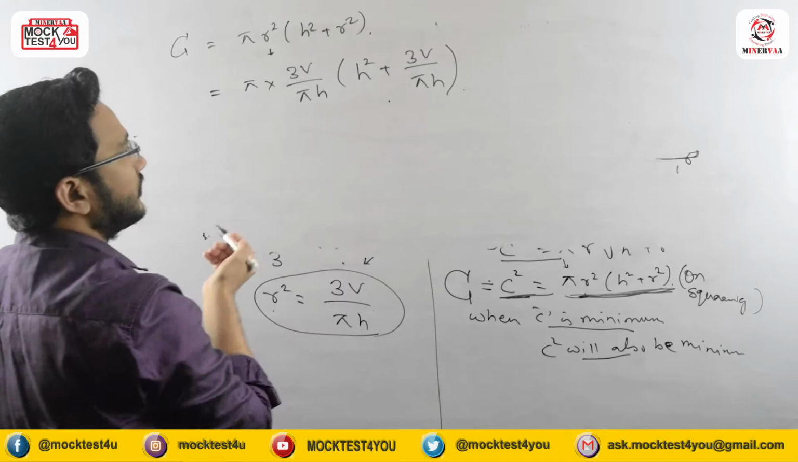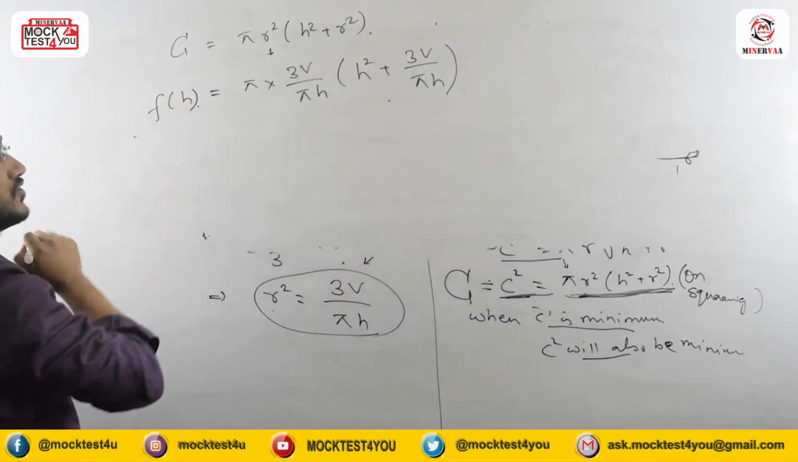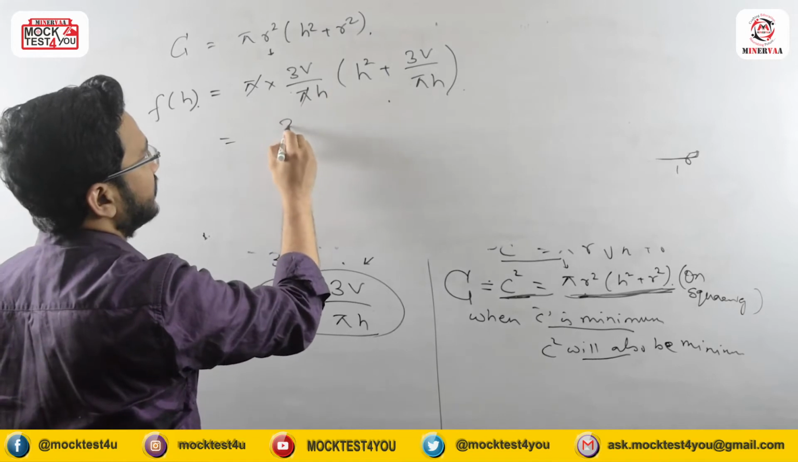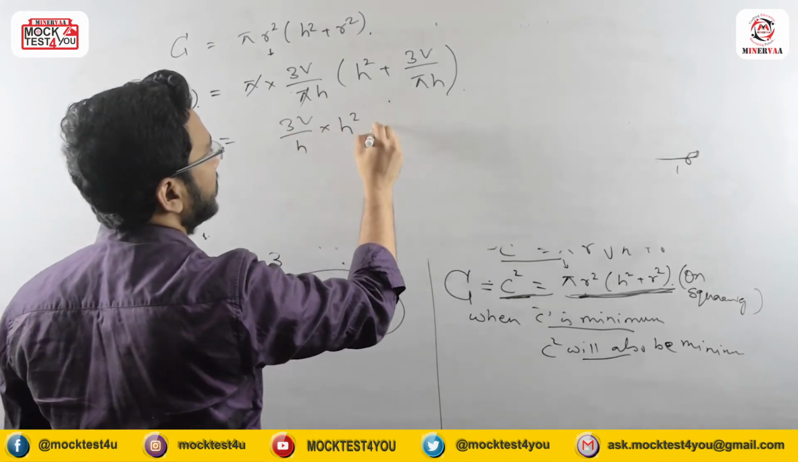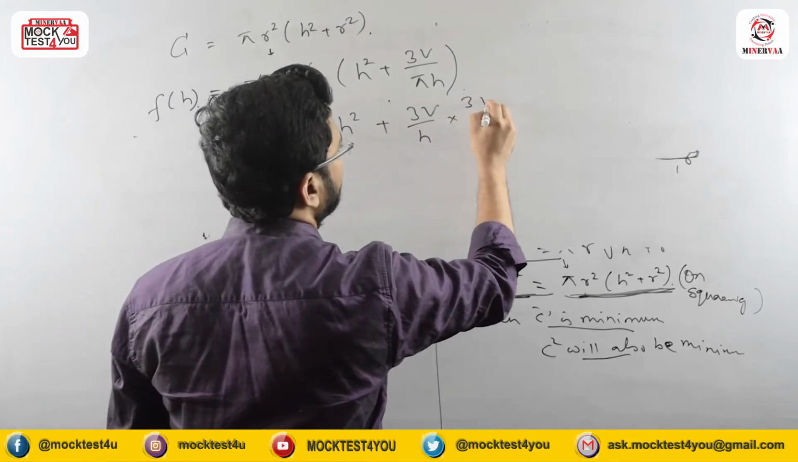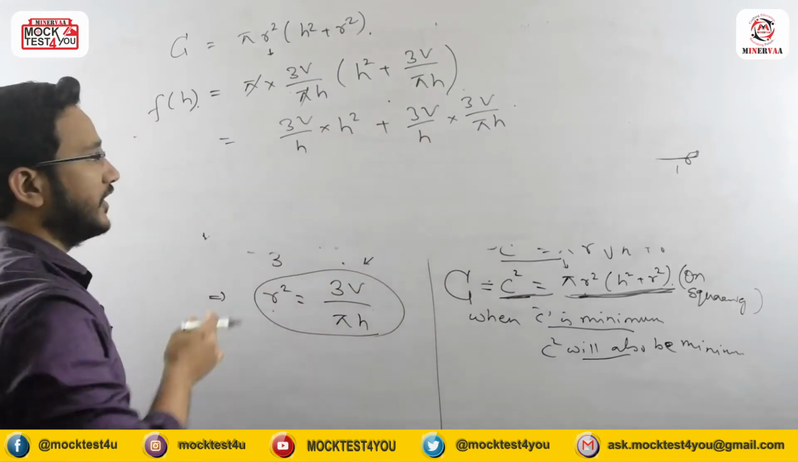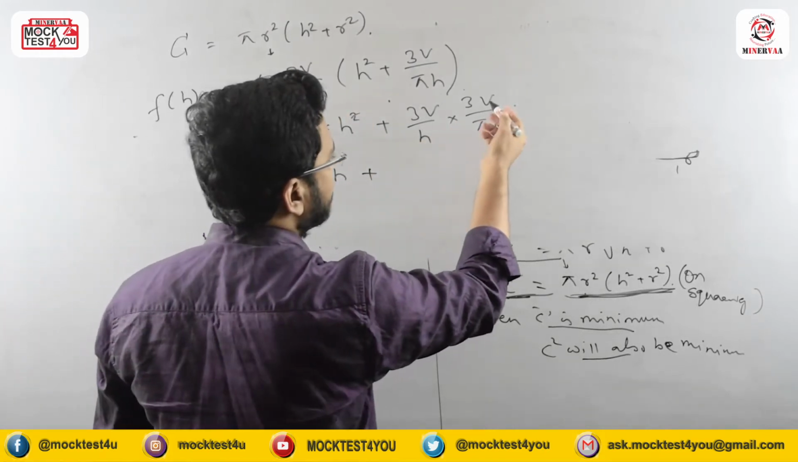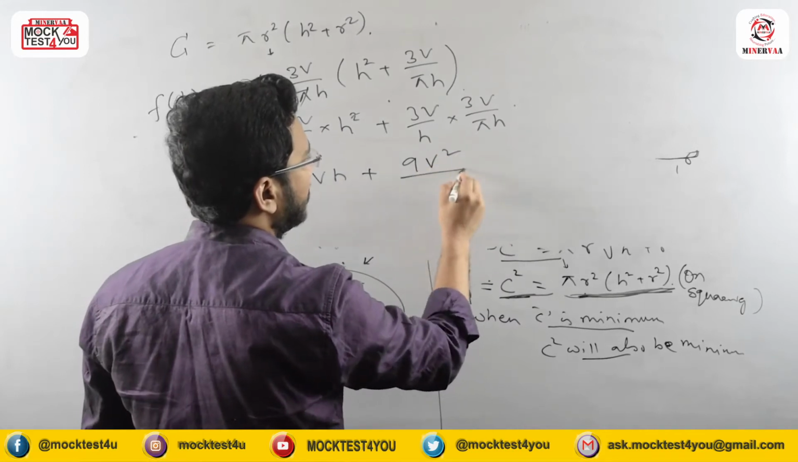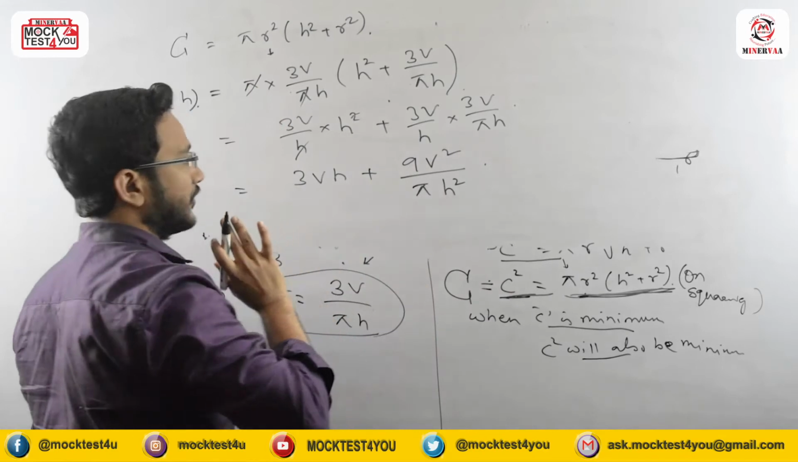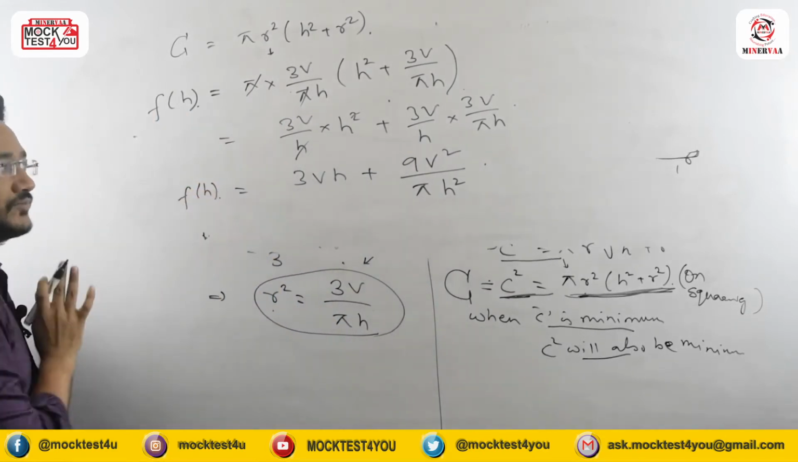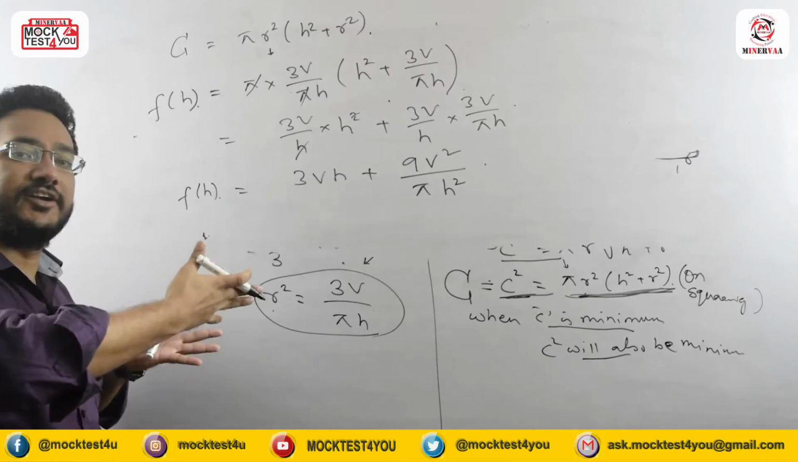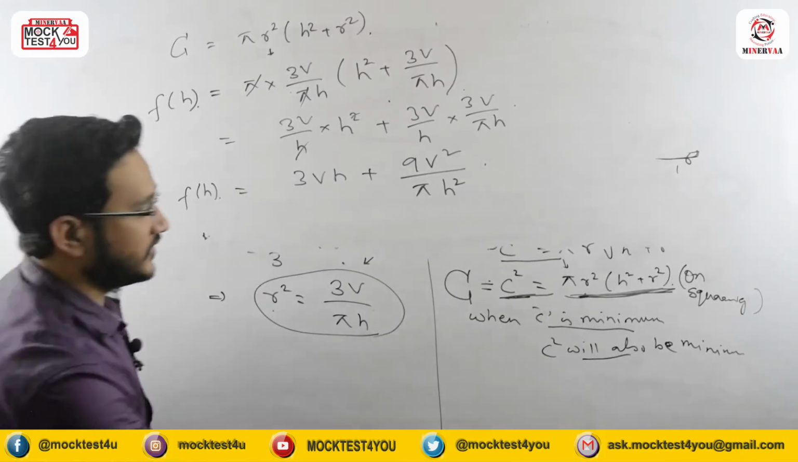Now this function is present in terms of h, so we will take this function as f of h. Now let's simplify a little bit. Pi, and then if you multiply 3v divided by h into h square plus 3v divided by h into 3v divided by pi h, this is what we are getting for f of h. The 3vh cancels out here, and nothing else is cancelled, so you will get 9v square divided by pi h square. So this is the value of our function f of h, and you have to minimize this function. Now how to minimize? We know the process: differentiating it first. Let's differentiate this one.